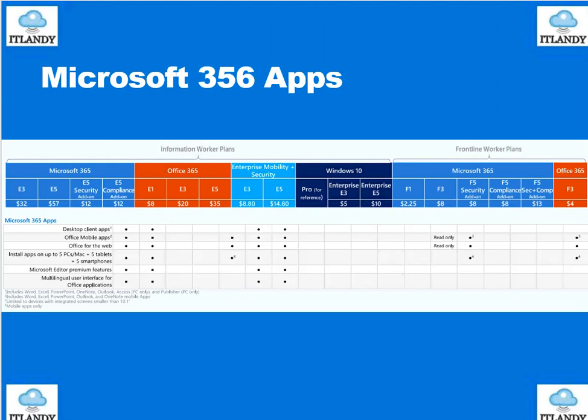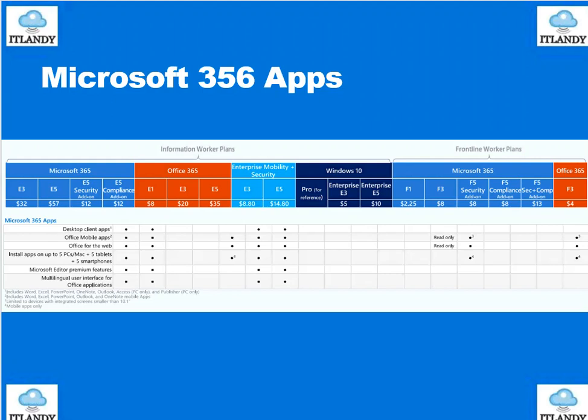So, quick recap: Office 365 and Microsoft 365 E3 and E5 do provide the required features. However, under Office 365 we have the E1 as well, which is $8. That one does not give me the desktop client, but it will give me mobile. It will give me Office for web, which means I can use the web version, and I can use it on up to 5 machines. The other premium features are not available for the E1 license.